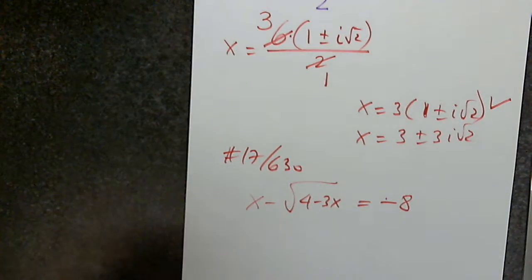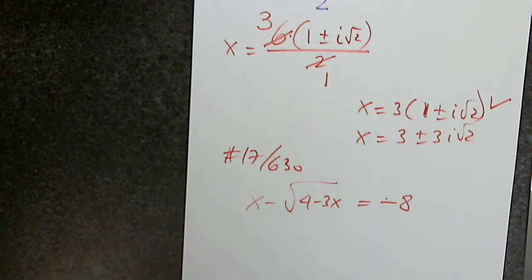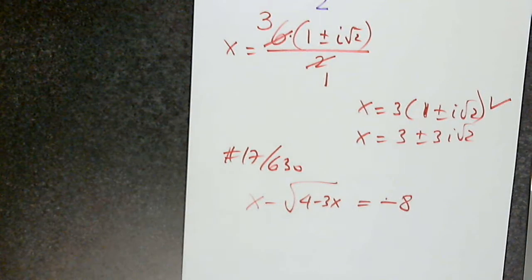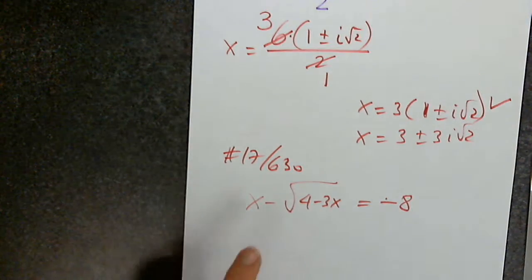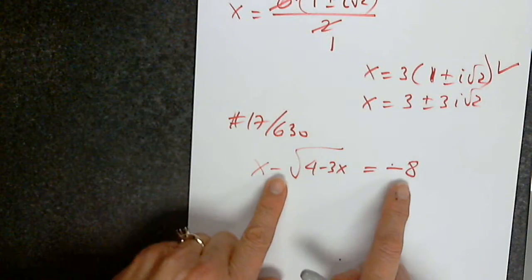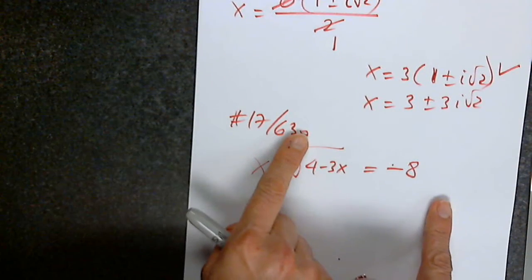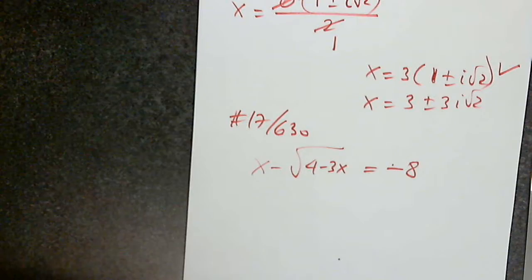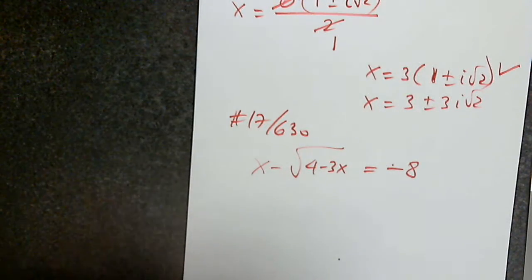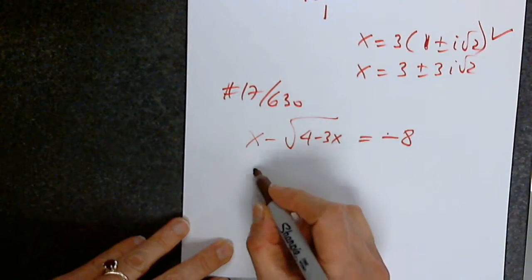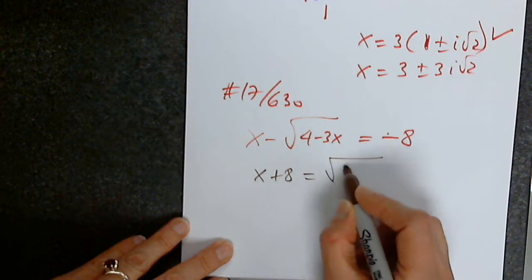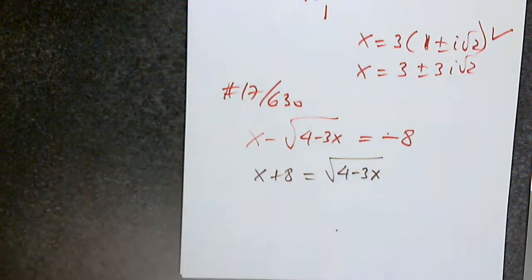Any ideas? Make sure to get the radical by itself. Of course, that is the first step. We have to move to one side everything that does not have the radical, and the radical to be isolated on the other. Because I see negative here and negative here, this is what I would like to do. It doesn't matter, you can multiply by negative 1 also. But I recommend x plus 8 equals the square root of 4 minus 3x.